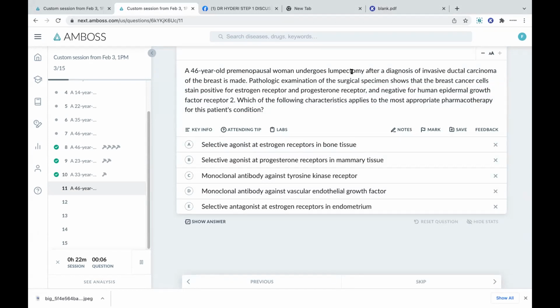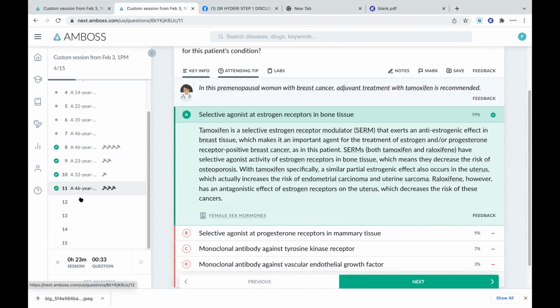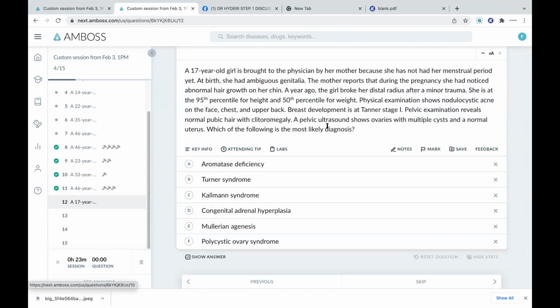Which of the following characteristics applies to the most appropriate pharmacotherapy? 46-year-old premenopausal woman undergoes lumpectomy. Breast cancer cells stain positive for estrogen and progesterone receptor and negative for HER2. Which of the following applies to the most appropriate therapy? So they're ER/PR positive, but that's it. So which one do we give? Fast answers, please. Since they're ER/PR positive, should we start with estrogen therapy? Yes or no? Estrogen agonist.